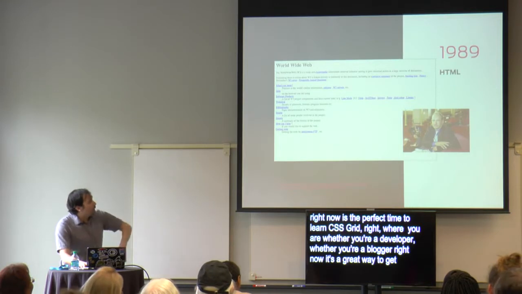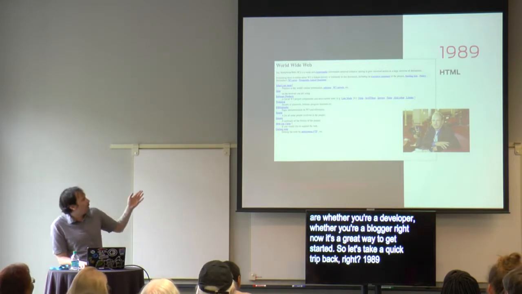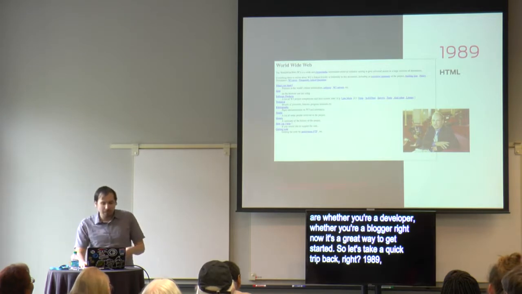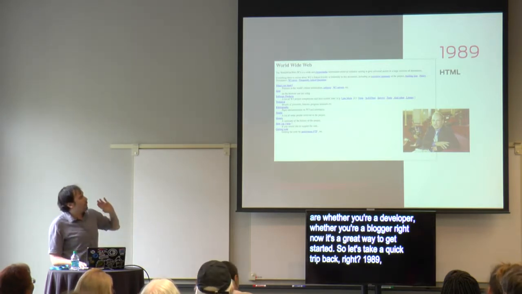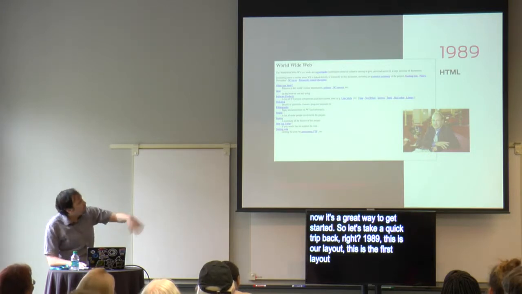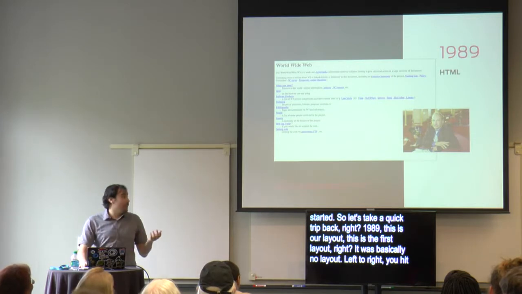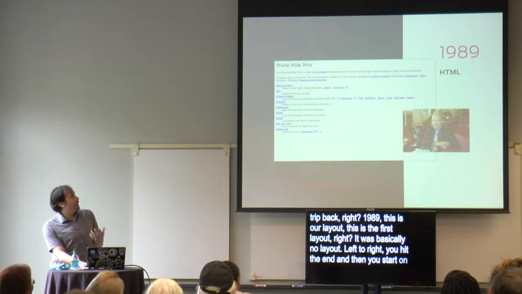So let's take a quick trip back. 1989. Sir Timothy John Berners-Lee, Tim Berners-Lee, he invents the World Wide Web. And this is our layout. This is the first layout that we ever get. There's basically no layout. Left to right, you hit the end, and then you start on the next line. It stayed like that for a while, but the designers were like, hey, we need something more.